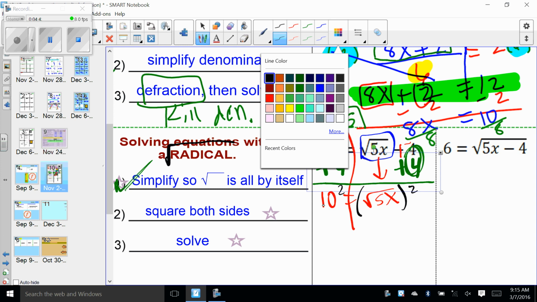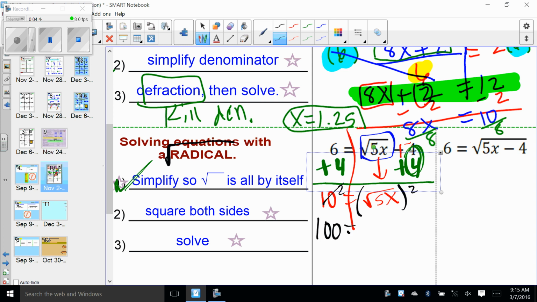Working left to right, then I get 100 equals. If I square the 5x, take the square root of 5x and square it, I end up getting 5x to drop out of that. Squaring, square rooting, opposites, 5x drops out. Divide by 5, copy, paste. We get 20 equals x. X equals 20.